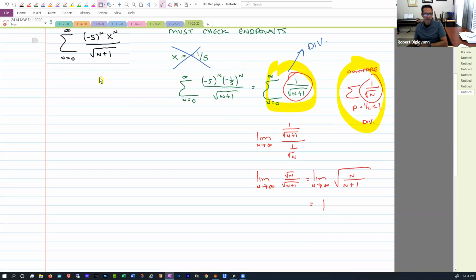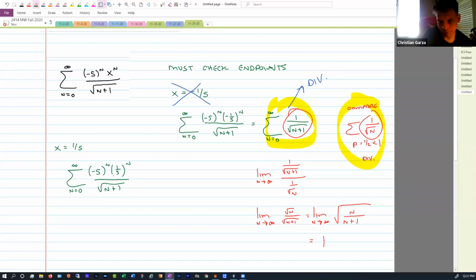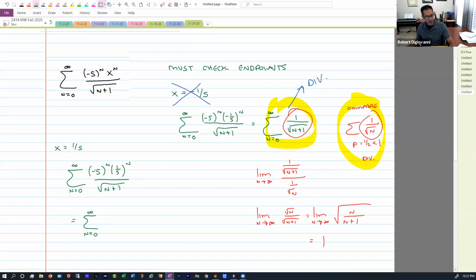Okay. I'm not done. I now have to check the other endpoint. If x is positive 1/5, and we go into that series, things are a little different. Just a little different, but they are different. What's the difference? You have a -1 on top. Yeah, you can't get rid of that on top now. When you put the -5 times 1/5, you get a -1 to the nth power, right? To the nth. So now you have to figure out whether or not that converges.